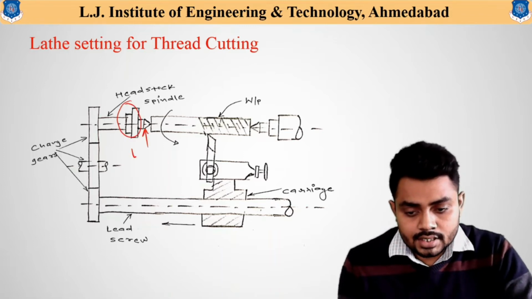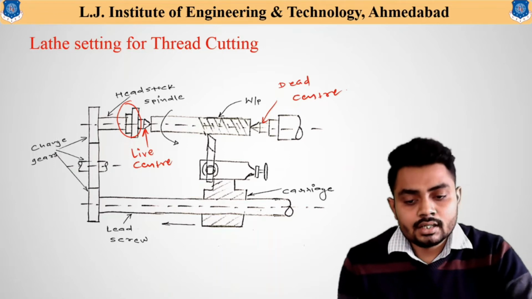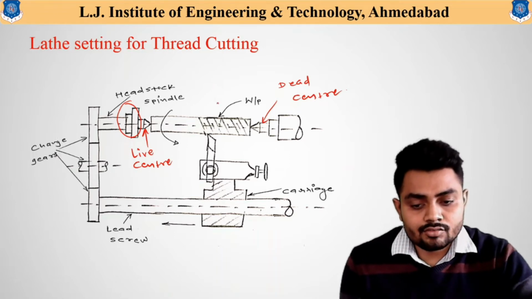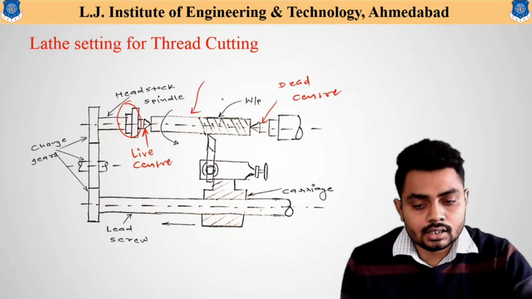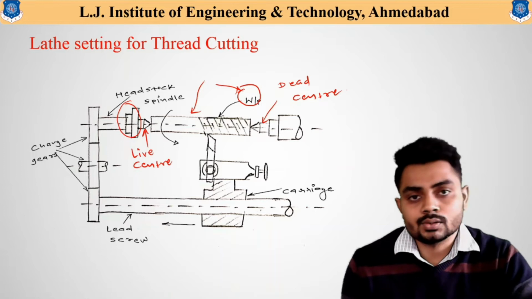this one is the live center, and this is the dead center, and between these two centers one workpiece on which threads are to be cut is adjusted. So the workpiece is fixed between the tailstock and the headstock.